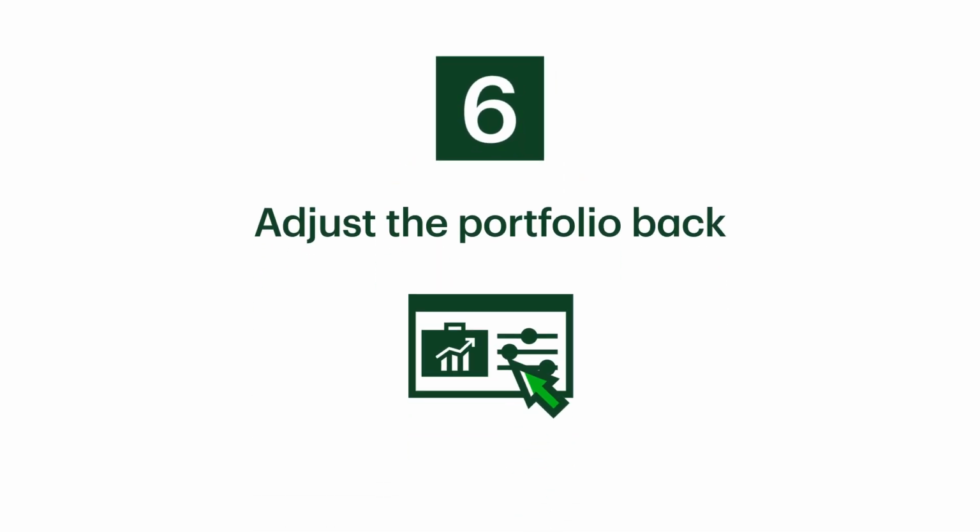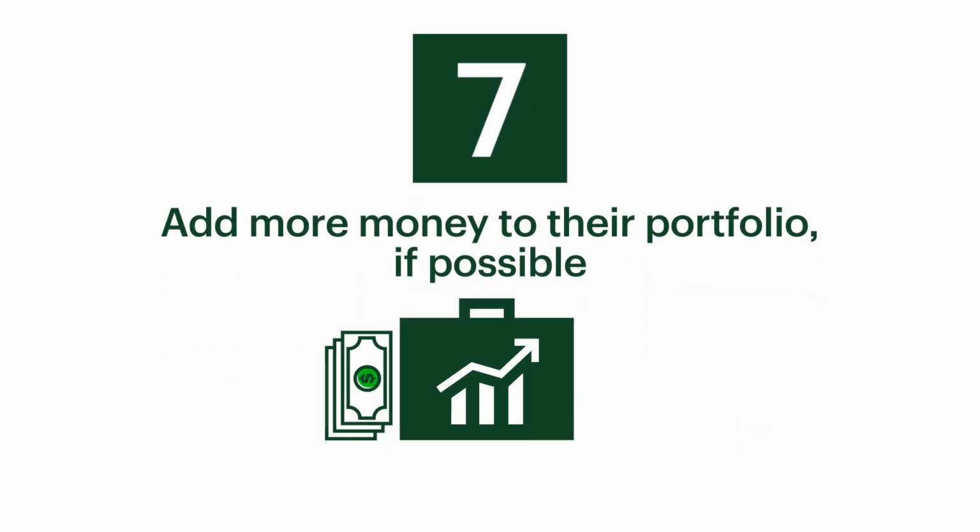Once the market crash is over and recovery is underway, it's time for step 6. Adjust the portfolio back to where it was before the correction, if that still makes sense. This part is straightforward. It involves reversing the adjustments made to the portfolio in preparation for the market crash. Investors may also implement step 7 at this point. Add more money to their portfolio if possible. Historically, market crashes have lowered the stock prices of many companies to the point where many have considered them bargains, or, in financial industry terms, undervalued.